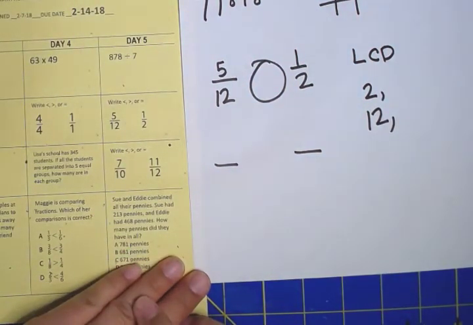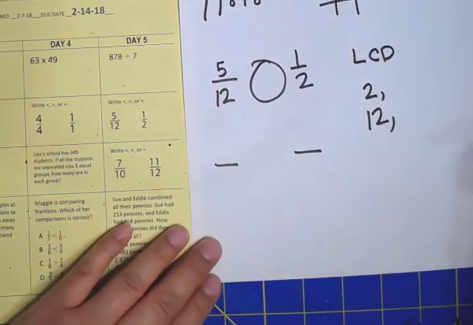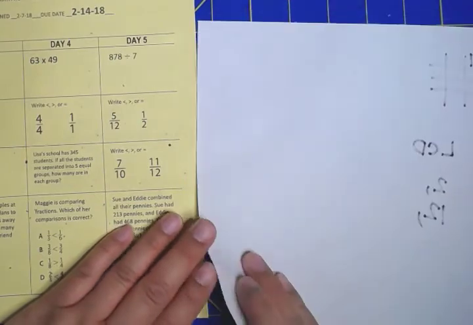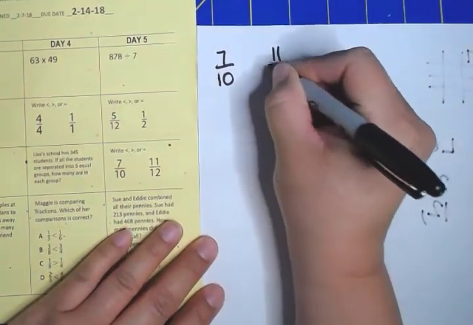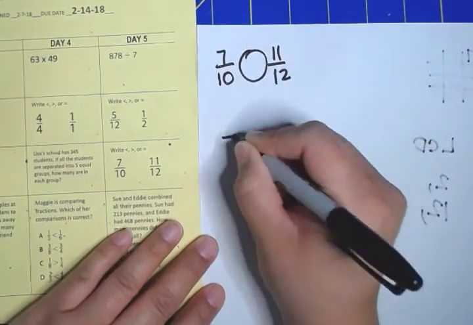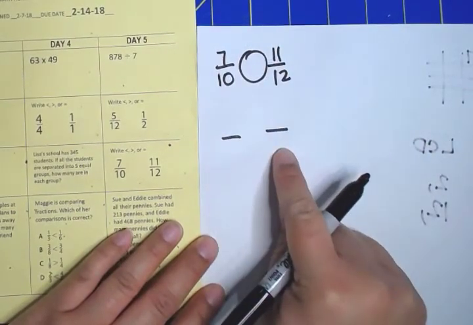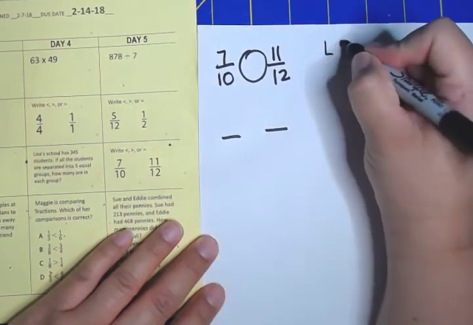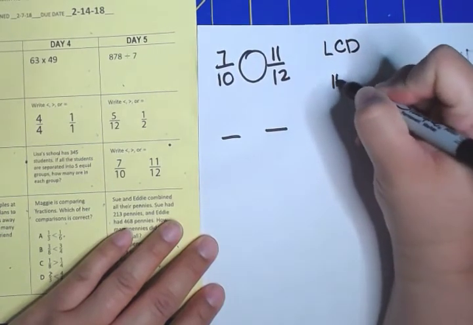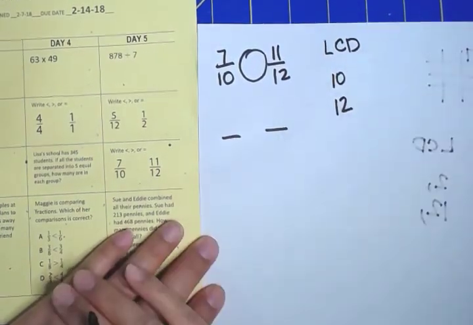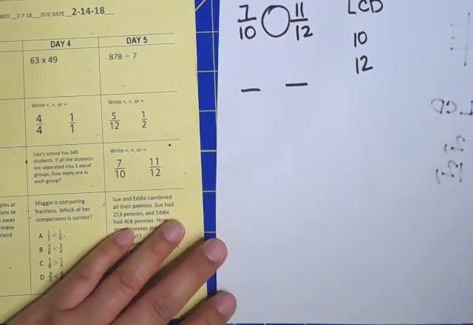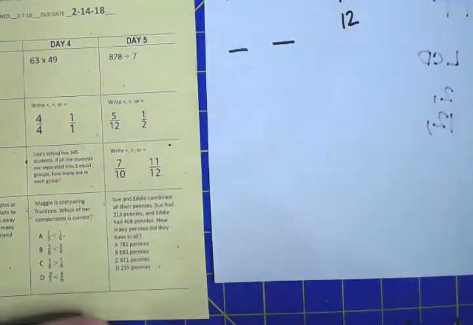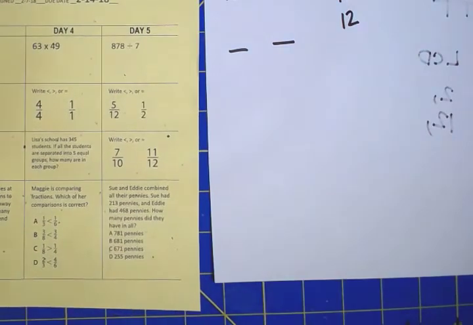And then let's look at the next problem. The next problem on day 5 is 7/10 and 11/12. Again, your denominators have to be the same. So you have to find the lowest common denominator. So counting by 10s and counting by 12s. Now let's look at the last word problem on day 5.